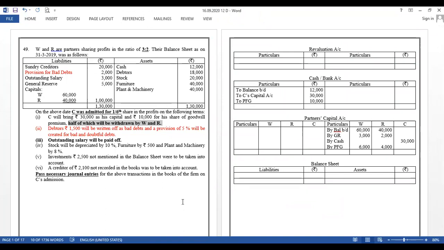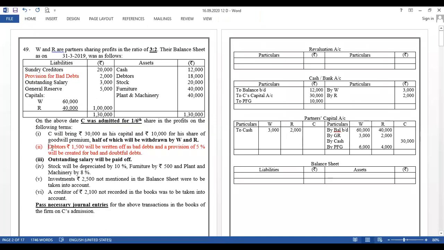So the third entry, if you remember, is partners to cash. The benefit given to the partners is 6 and 4. Half of that, 3 and 2, is withdrawn. Partners to cash is the entry. So in the partners' capital account on the debit side, you can see that I'm writing to cash over there. The amount will be 3,000 and 2,000. To cash, the cash should be credited. So by W by R, 3,000, 2,000, right?